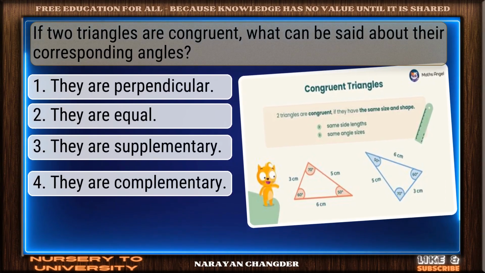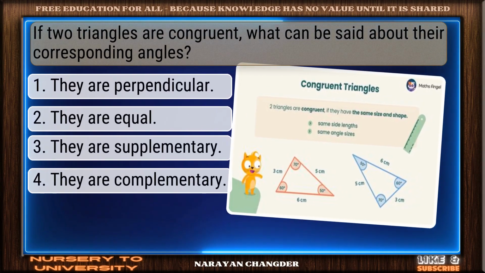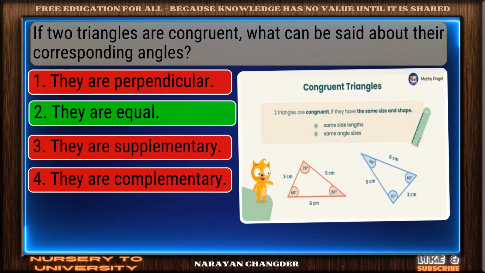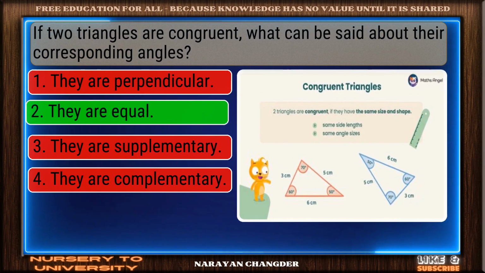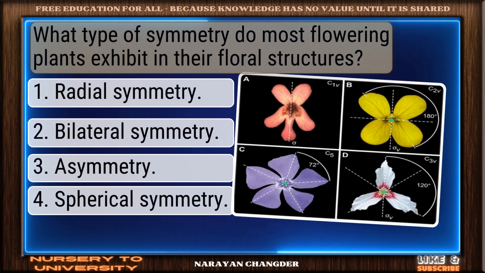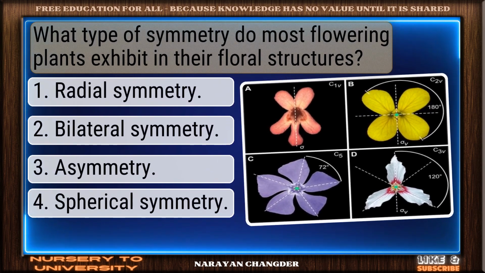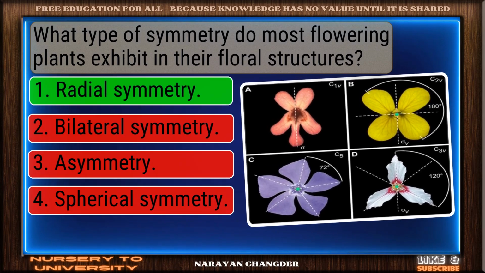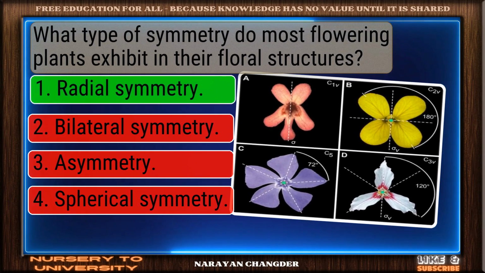If two triangles are congruent, what can be said about their corresponding angles? Nicely done. They are equal is a solid answer. What type of symmetry do most flowering plants exhibit in their floral structures? Well picked. Radial symmetry is the correct answer.